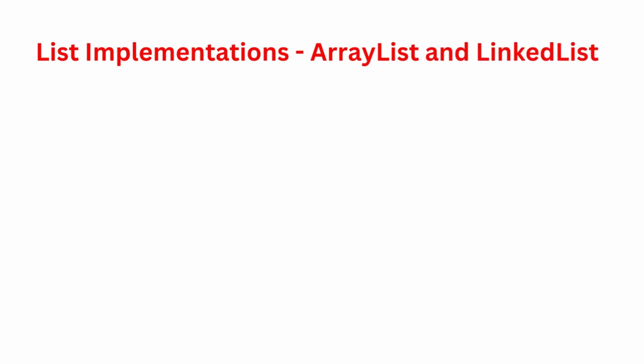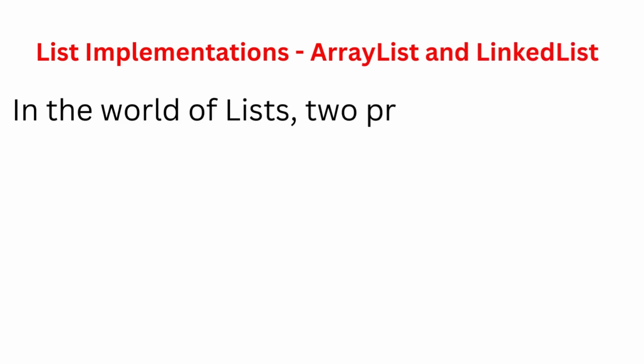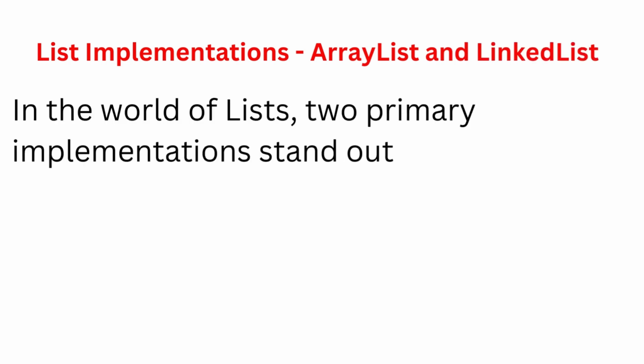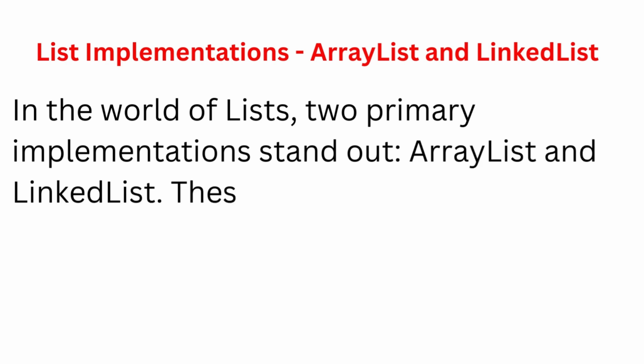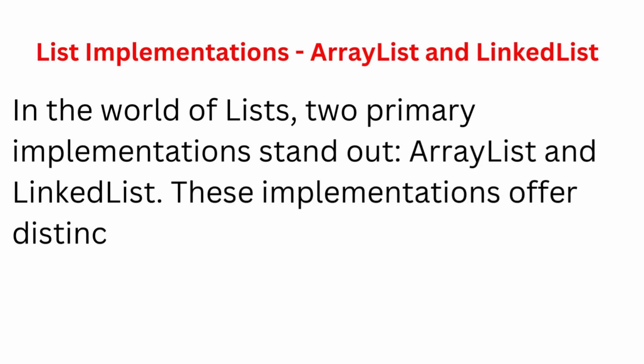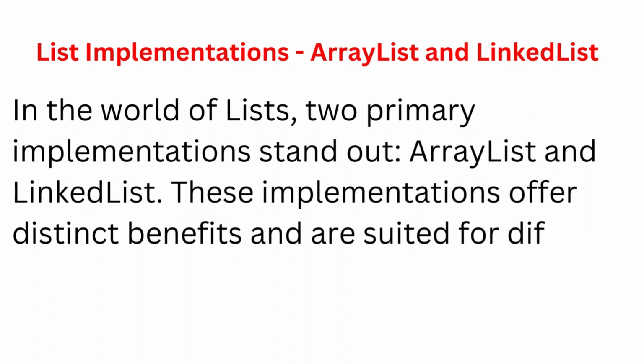List implementation, ArrayList and LinkedList. In the world of lists, two primary implementations stand out. One is the ArrayList and another one is the LinkedList. These implementations offer distinct benefits and are suitable for different scenarios.